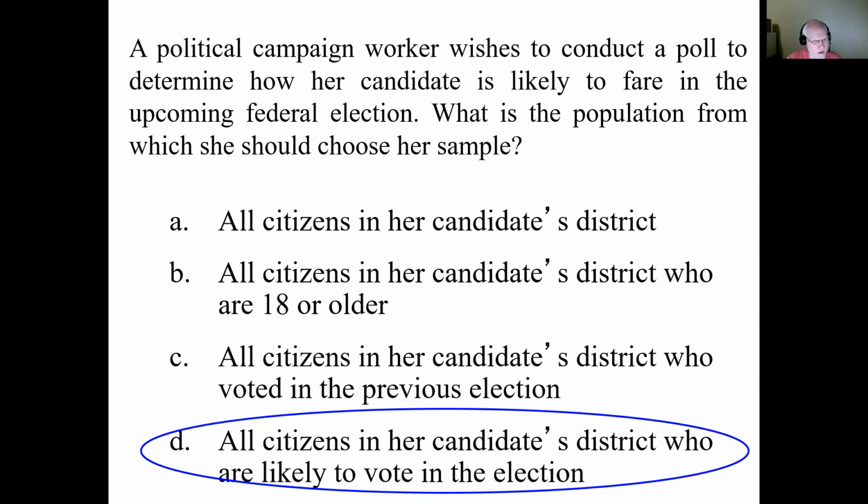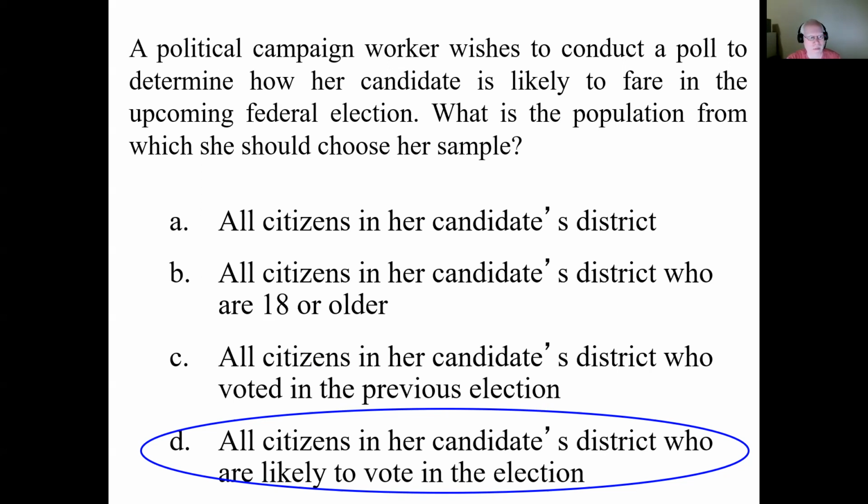All citizens in the Kansas district who are 18 or older. So this makes a lot of sense. Yes, there are going to be some people who are potentially in the district who are ineligible to vote for a number of reasons, but we've gotten closer to the population of potential voters.